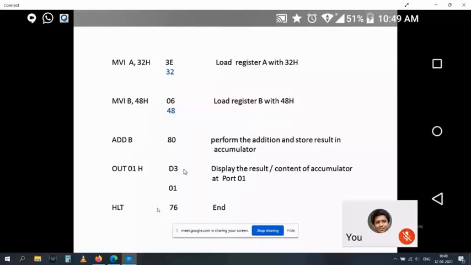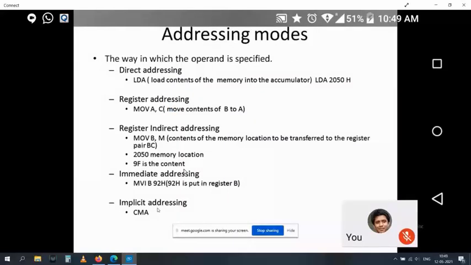Okay, we will see in detail. So how many addressing modes are there? What is this addressing mode? That means in how many ways can you address what has to be done. So these are of 5 types.